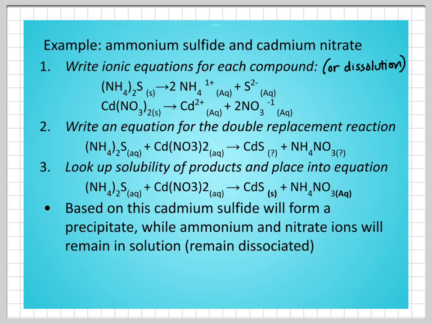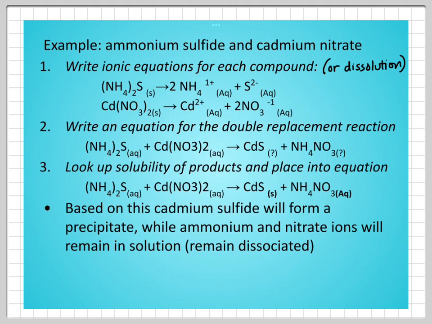So, to do the prediction of a precipitate, we'll take the example of ammonium sulfide and cadmium nitrate. For the (NH4)2S, the ammonium sulfide, we're going to write the ionic equation or dissociation equation for each of those compounds. So I know that ammonium sulfide as a solid will give me 2 moles of ammonium ions and 1 mole of sulfide ions. I know that cadmium nitrate, Cd(NO3)2, will give me 1 mole of cadmium ions and 2 moles of nitrate ions.